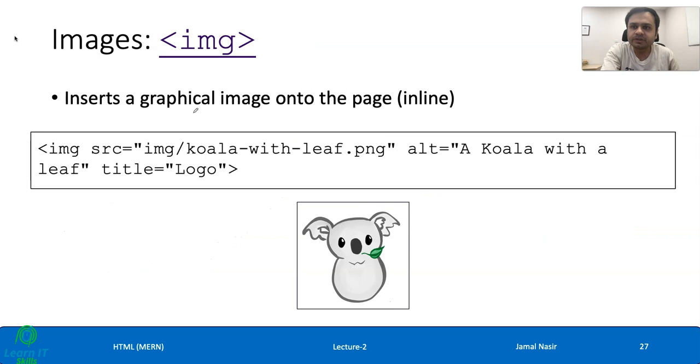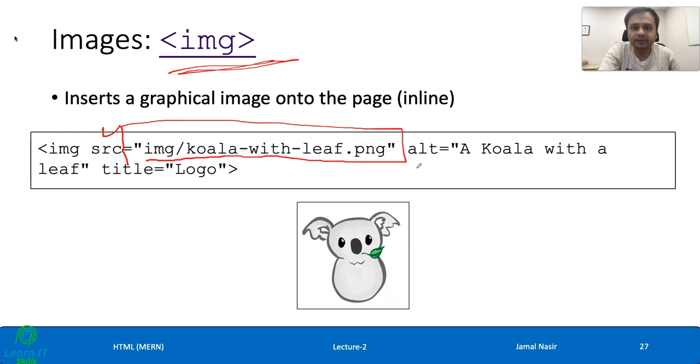We can insert images by using the img tag, and we have to provide its source. This is the source. And for accessibility, this alt is very important. So you can add some text like this image is about a koala with a leaf. This is very important for accessibility. We will discuss accessibility later in this lecture as well.